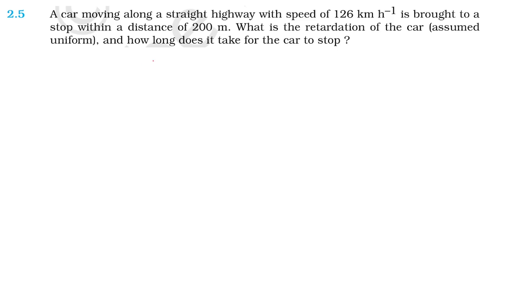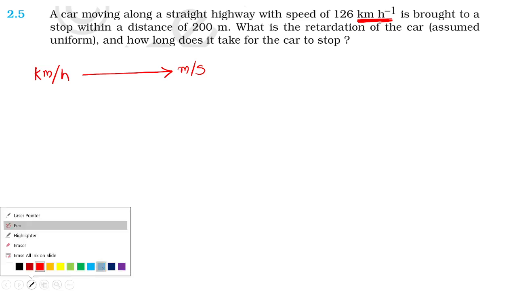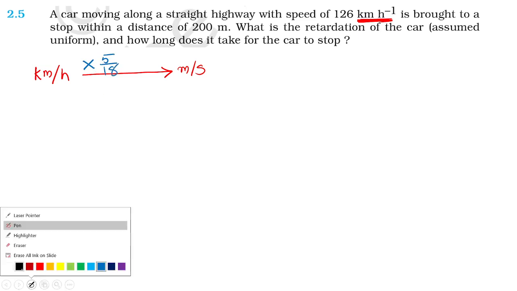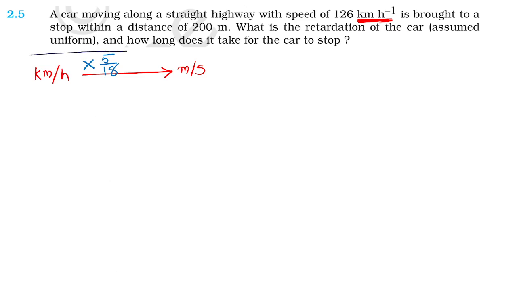So here what they are saying, remember this is not the unit of velocity. The unit of velocity must be meter per second. Very, very important. The unit of speed or velocity must be meter per second. In the lower classes you studied that kilometer per hour can be converted to meter per second. How? By multiplying with 5/18. Please remember this. It's very important. Don't forget. Kilometer per hour must be converted to meter per second by multiplying with 5/18.